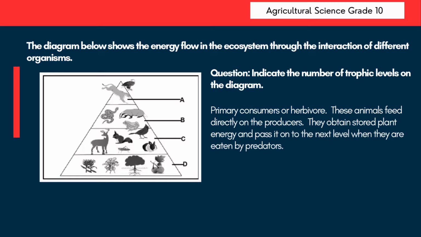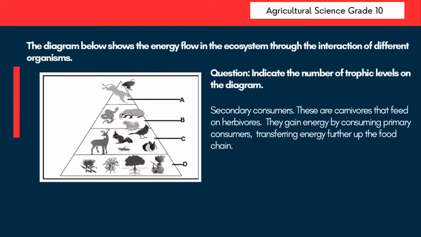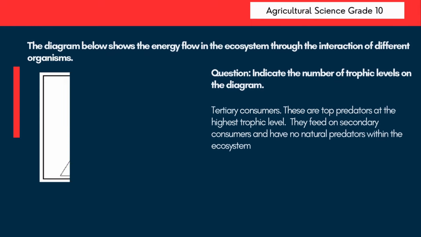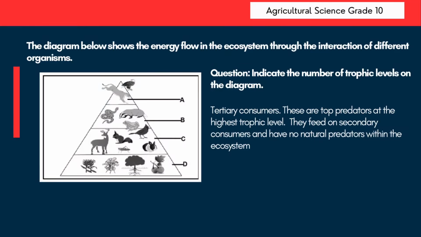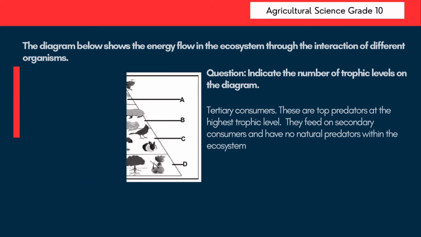These animals feed directly on the producers. They obtain stored plant energy and pass it on to the next level when they are eaten by predators. 3. Secondary consumers. These are carnivores that feed on herbivores. They gain energy by consuming primary consumers, transferring energy further up the food chain. 4. Tertiary consumers. These are top predators at the highest trophic level. They feed on secondary consumers and have no natural predators within the ecosystem.